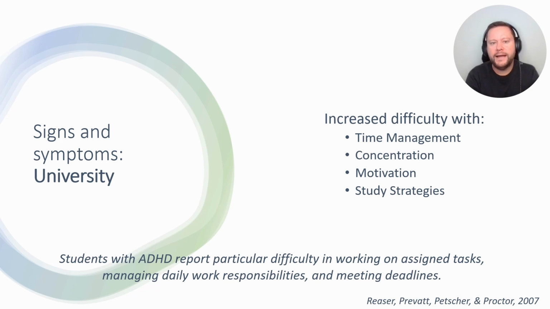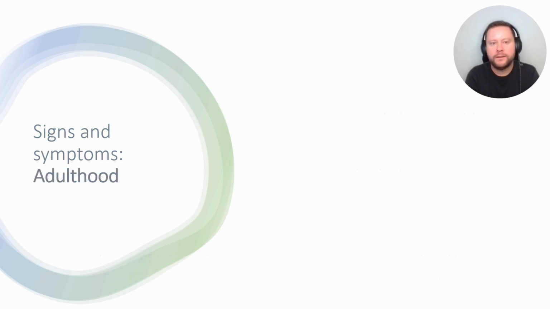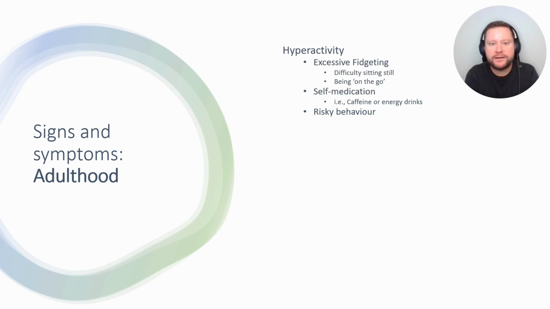As we grow up, ADHD symptoms tend to change. Hyperactivity and impulsive symptoms tend to decline, while attentional symptoms seem to remain stable. So what might ADHD look like in adulthood? Well, hyperactivity may be expressed as excessive fidgeting, the inability to sit still for long times when sitting is expected, or being on the go all the time. Adult ADHDers more typically self-medicate, often with caffeine or energy drinks. They engage in risky behaviours, and I'm sorry to say, adult ADHDers tend to be poor drivers.